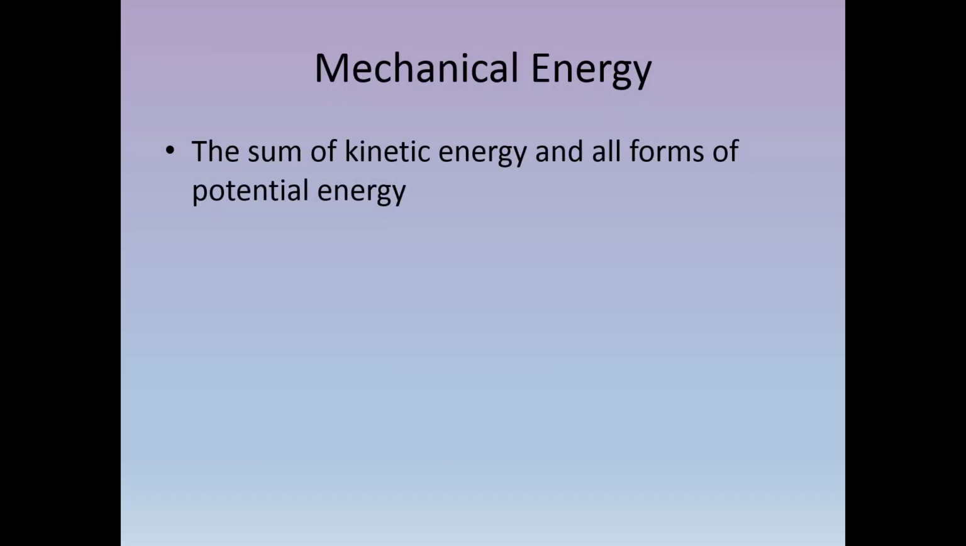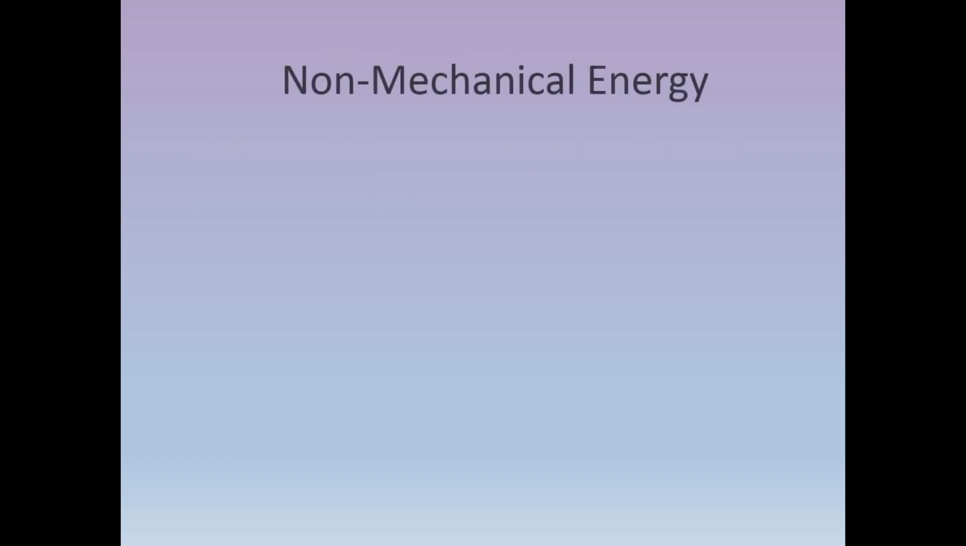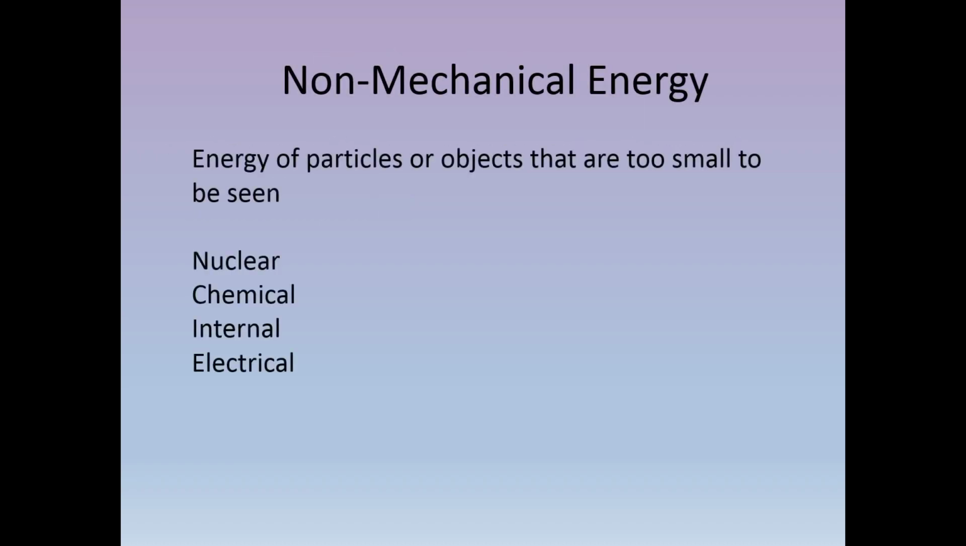Let's define mechanical energy. Mechanical energy is a sum of kinetic energy and all forms of potential energy. Simply put, the kinetic energy plus the potential energy equals the mechanical energy. Non-mechanical energy is associated with energy of particles or objects that are too small to be seen. This could be nuclear, chemical, internal, or electrical. For this video on conservation of energy, we'll be only talking about mechanical energy though.